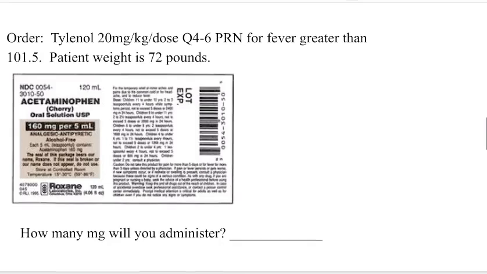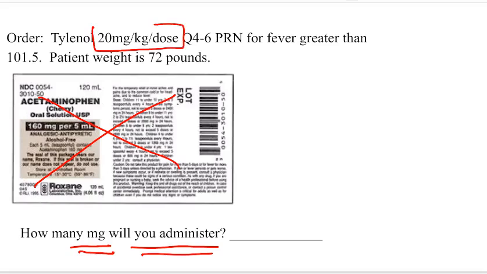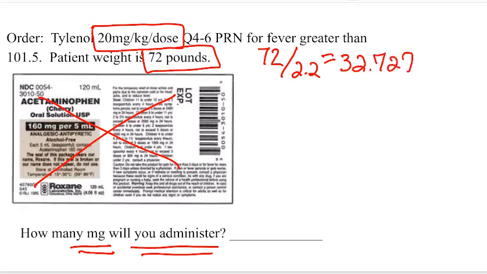Okay, next question. How many milligrams will you administer? All right, here we go. I need to look at my doctor's order. I don't care about my label because it's just milligrams you administer. And again, my order here is 20 milligrams per kilogram per dose, and my patient is 72 pounds. So first thing I'm going to do is 72 divided by 2.2, because I need to find out my patient's weight. So 72 divided by 2.2 equals 32.727. I want to round to the nearest tenth, so I'm going to look at this number right here. It's 4 or less, so my patient's weight is 32.7 kilograms. That's what I'm going to use here.